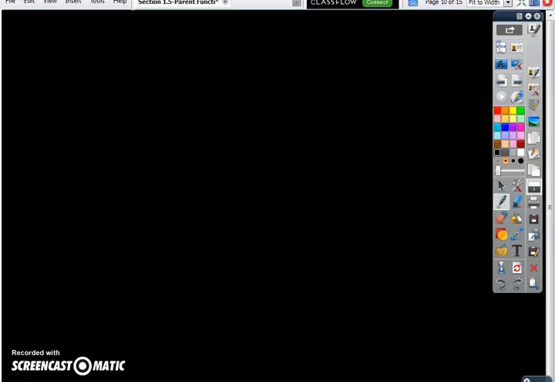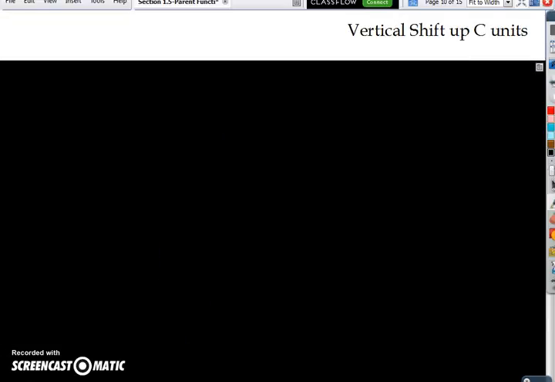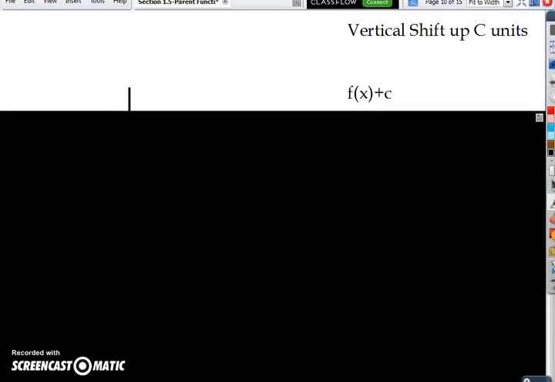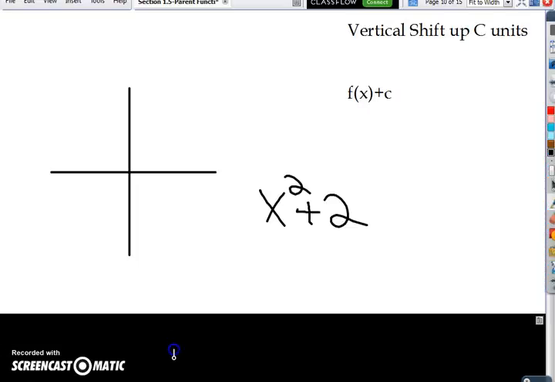Okay, so now that we have our parent functions down, let's talk about some transformations. The first transformation is what we like to call in the business a vertical shift up c units, denoted by some f of x plus c. An example, I'm going to stick with x squared here, just because it's the prettiest one to graph. So, x squared plus 2. This plus 2 is my vertical shift.